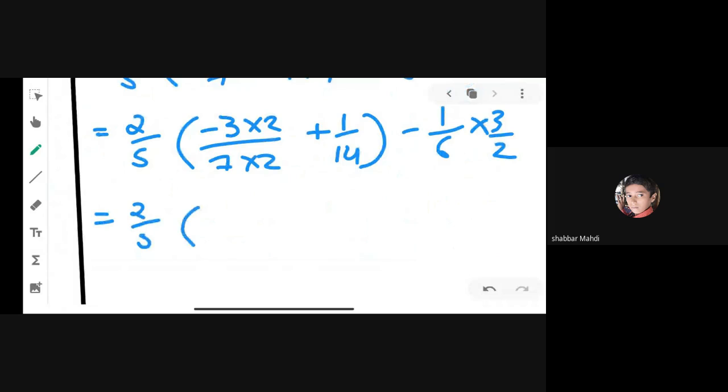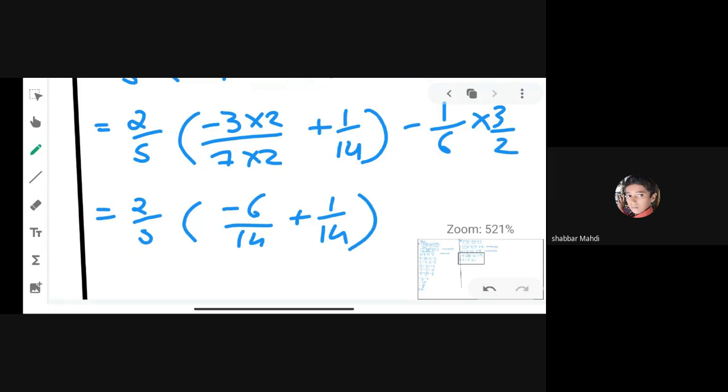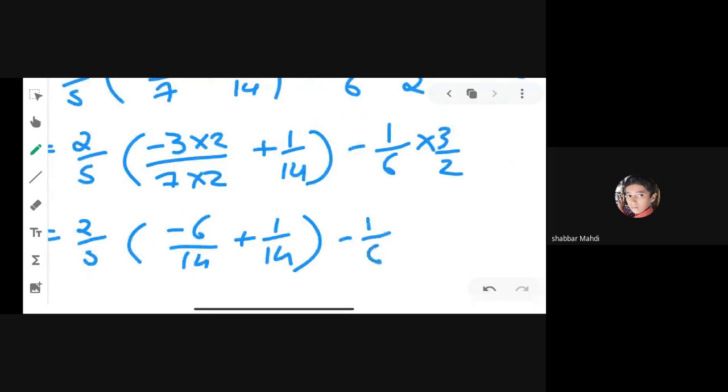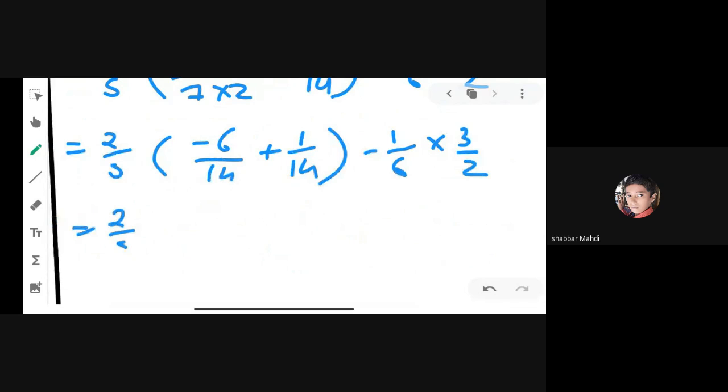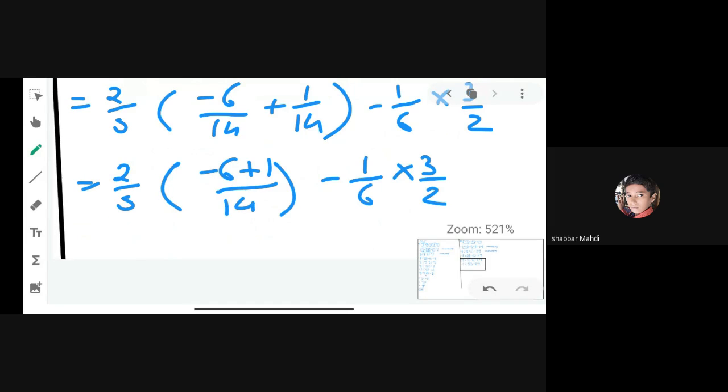Right? So you can see minus 3 2s are minus 6 upon 14 plus 1 by 14 minus 1 by 6 into 3 by 2. Now you can see we can easily solve the numerator: minus 6 plus 1 divided by 14, minus 1 by 6 into 3 by 2.